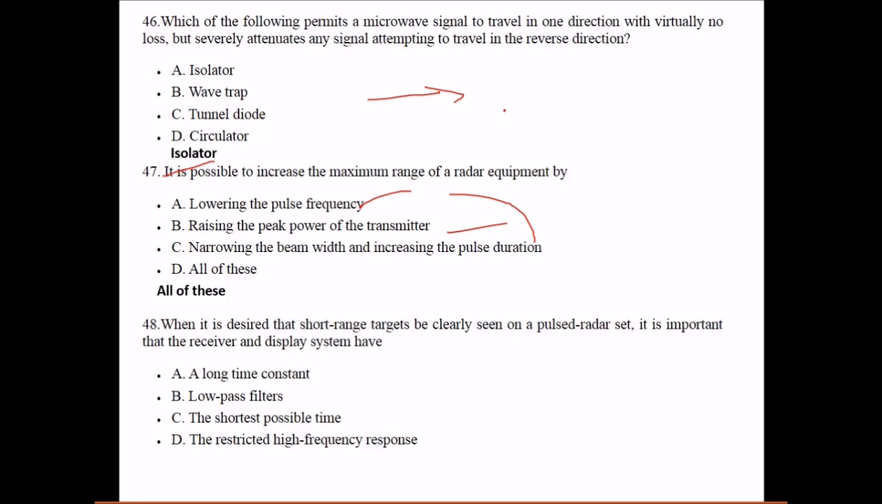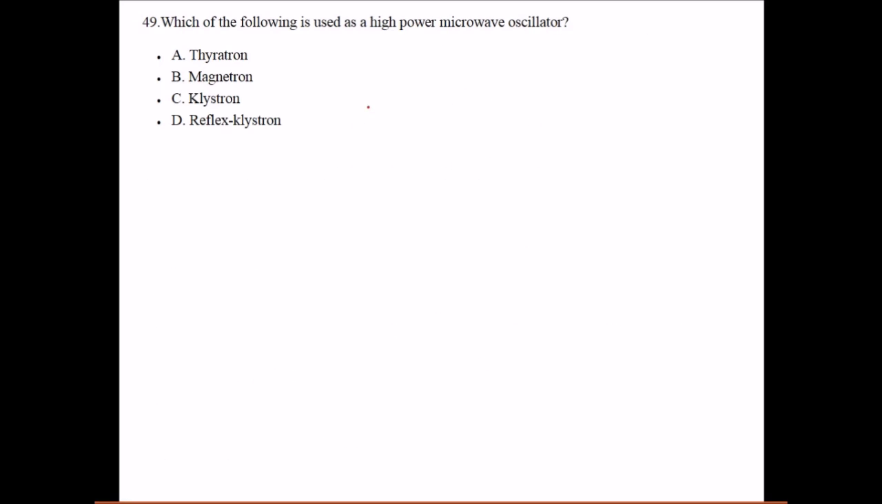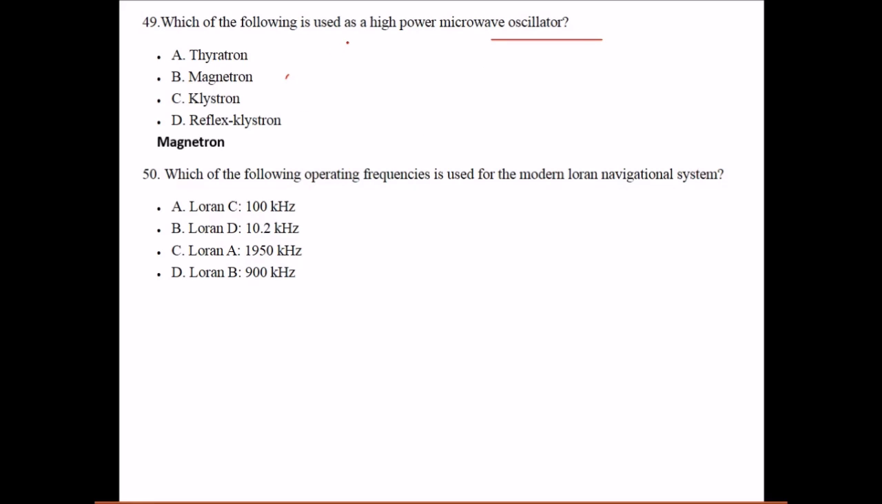So when it is desired that short-range targets be clearly seen on a pulse radar set, it is important that the receiver and the display system should have the shortest possible time. Which of the following is used in high power microwave oscillator? Again, it's magnetron.